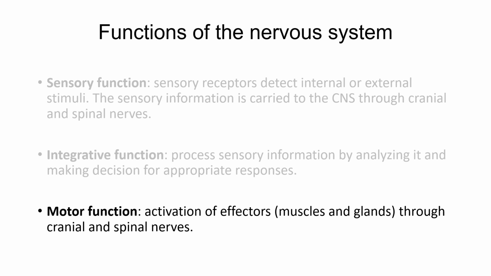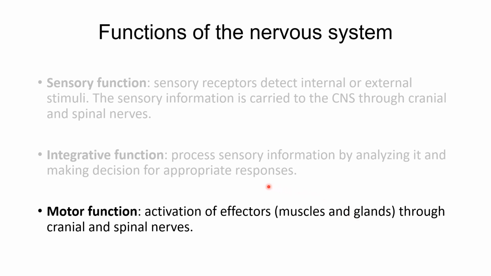Now comes the third function of the nervous system, which is the motor function. After we have this sensory information and then the decision about this sensory information, there is a decision that has to be executed through the effectors. And the effectors can be either muscles or glands. The muscles can be smooth muscle, cardiac muscles, or skeletal muscles. The gland can be endocrine gland or exocrine gland.